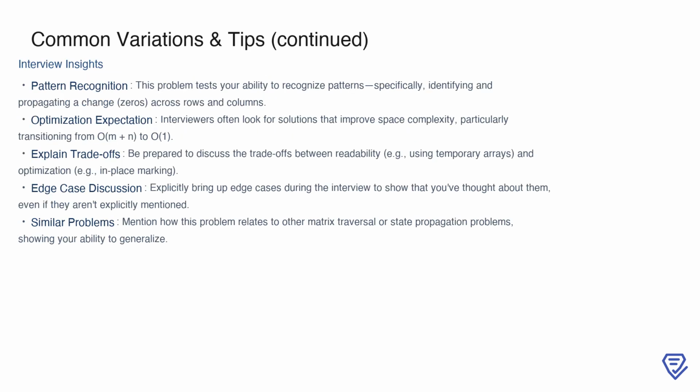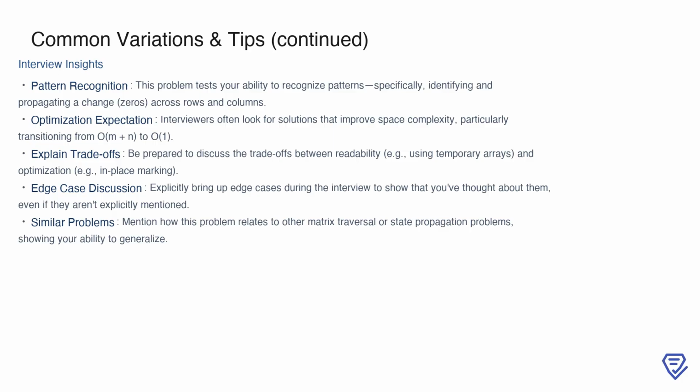This problem is often used in interviews to test your ability to recognize patterns and efficiently propagate changes across a 2D matrix. Specifically, it challenges you to identify where zeros should be placed and apply those changes systematically. Interviewers typically expect candidates to improve space complexity, transitioning from an O(m+n) solution to O(1). It's also important to articulate the trade-offs between readability and optimization. For instance, while temporary arrays may make the solution easier to understand, in-place marking reduces space usage but requires more careful handling. Discussing edge cases proactively can further demonstrate a thorough understanding of the problem.